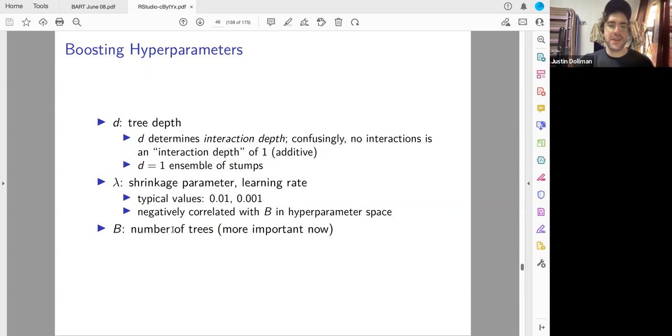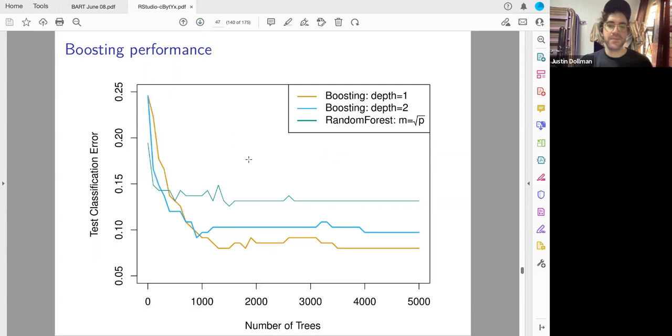And B, again being the number of trees, is more important now, because too big a B can now actually lead to overfitting. So now we're really going to have to subject B as a hyperparameter to cross-validation. Unfortunately, this graph isn't going to bring it out. I think it's probably the very last graph of this entire slide deck where we'll see this.